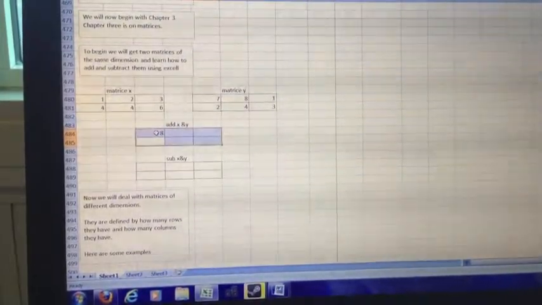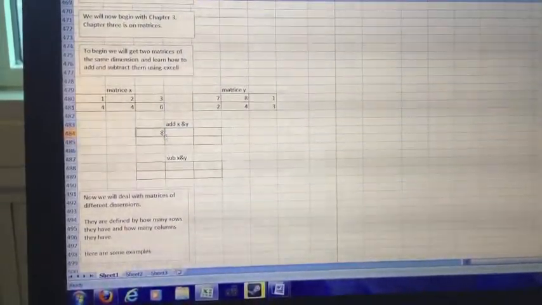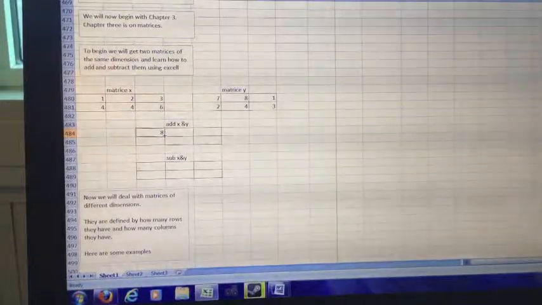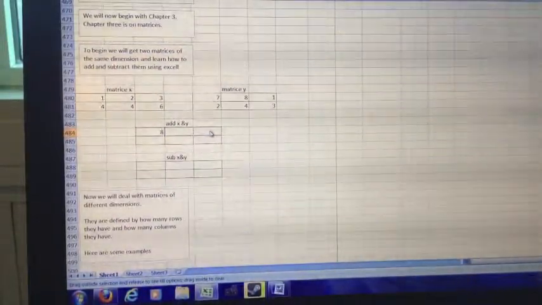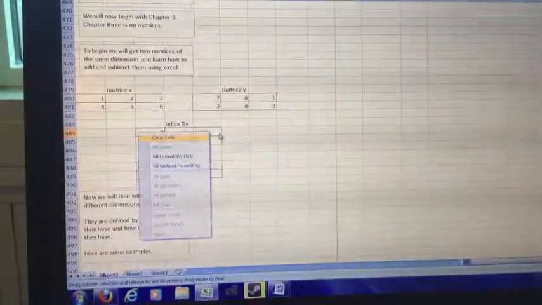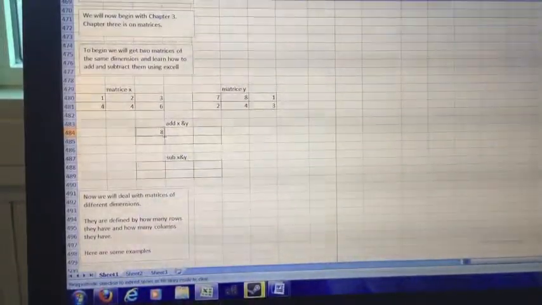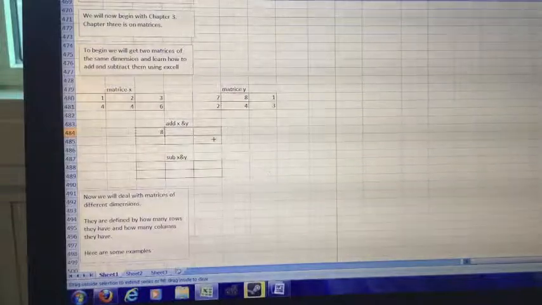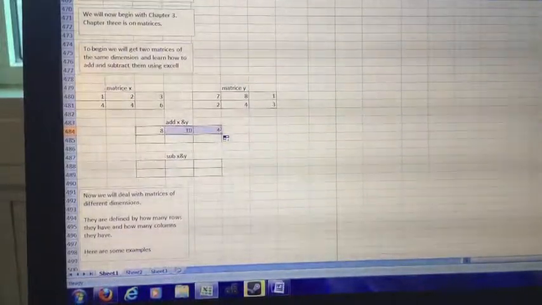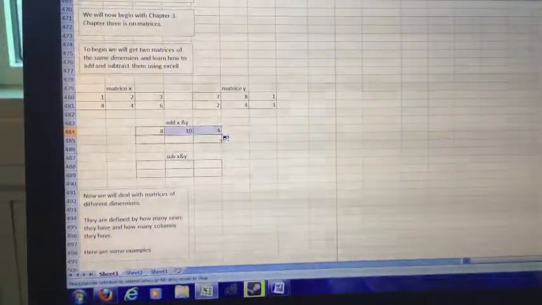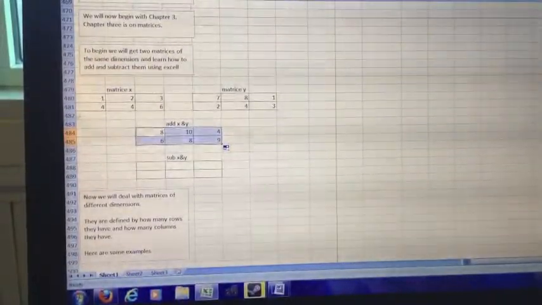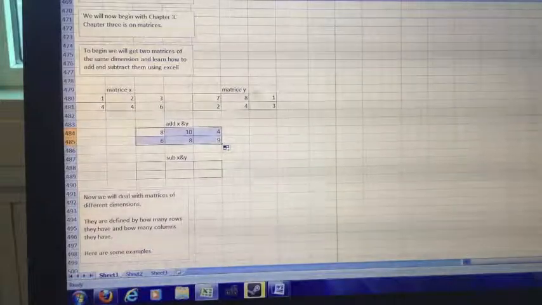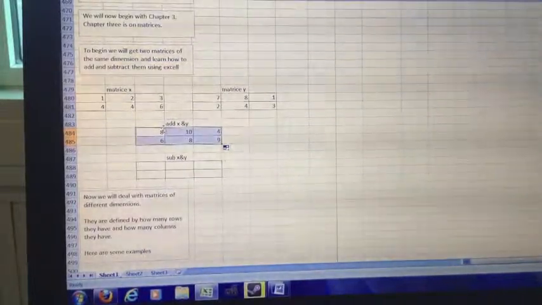Then we are going to go all the way down to the tip of this 8 and get the little black arrow. We're going to drag this across, and then we're going to drag it down. So we dragged it across, dragged it down, and there is our final solution. When you add this matrix and this matrix, you will come up with this matrix.